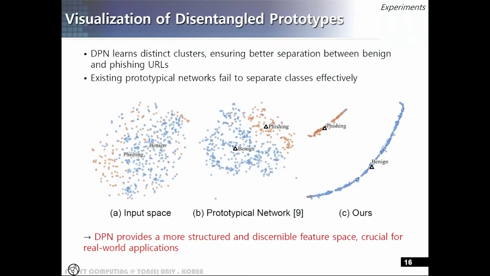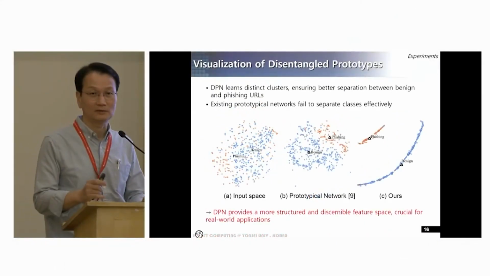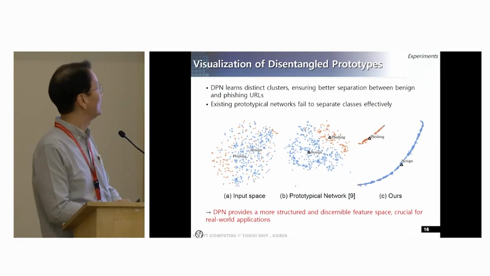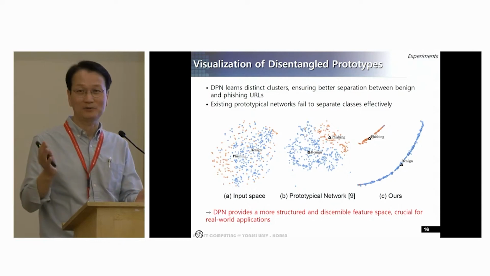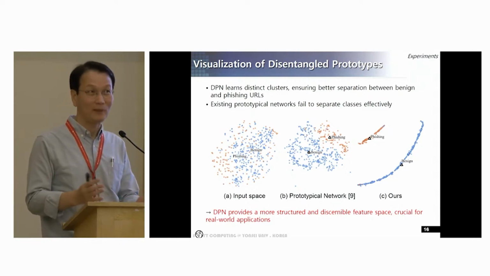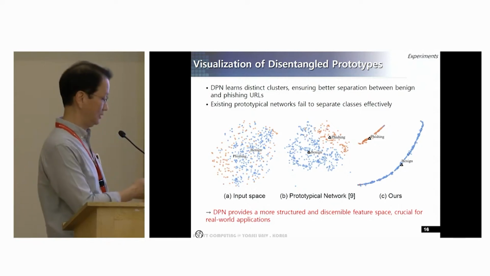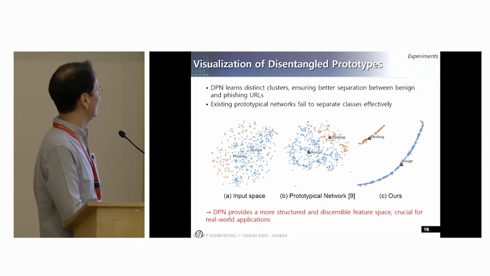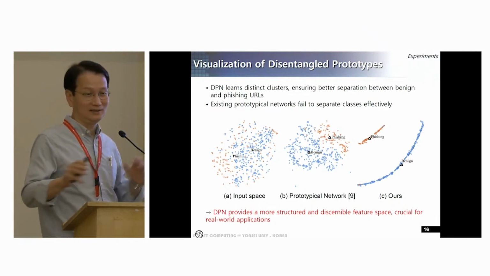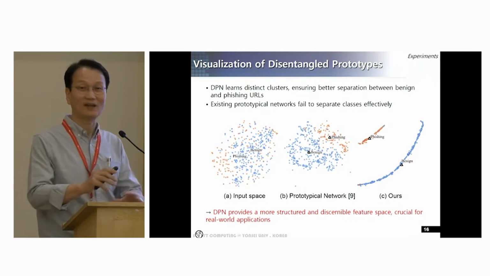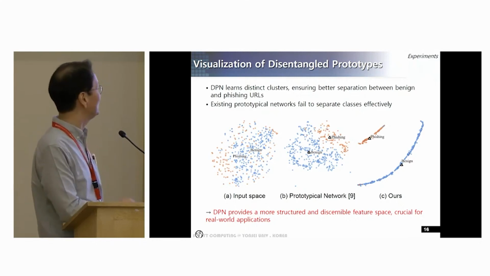And also we tried to analyze the inside of the representation with t-SNE. You know, t-distributed stochastic neighbor embedding is quite popular to visualize this kind of data set. So as you see, in the input space here, the phishing and benign are a little bit mixed up, a little bit difficult.